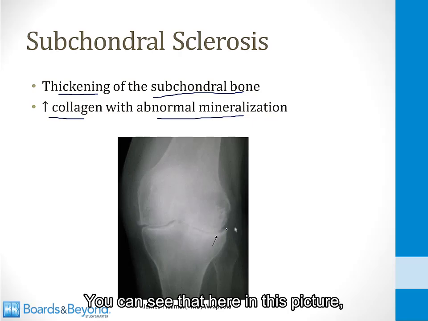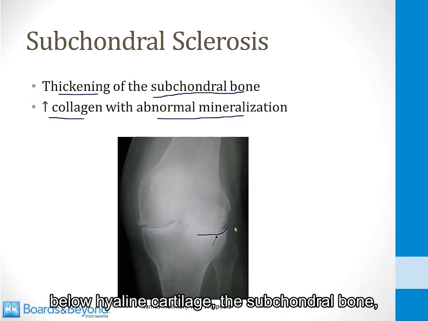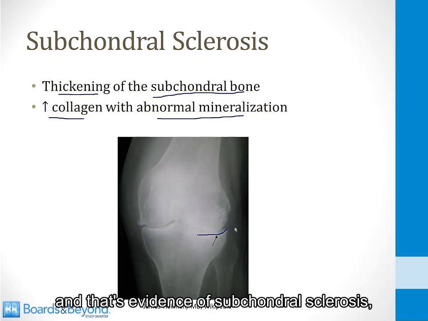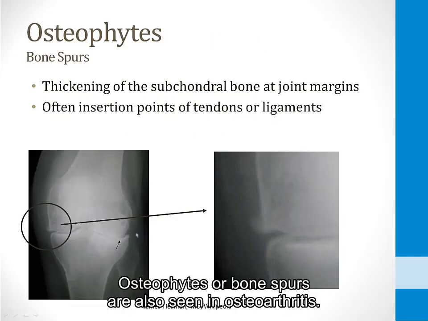You can see that here in this picture. There's a black arrow pointing to it. We've got bright white bone right here at the joint space. That's the bone that would normally sit below hyaline cartilage, the subchondral bone, and that's evidence of subchondral sclerosis, a characteristic finding of osteoarthritis. Osteophytes or bone spurs are also seen in osteoarthritis.